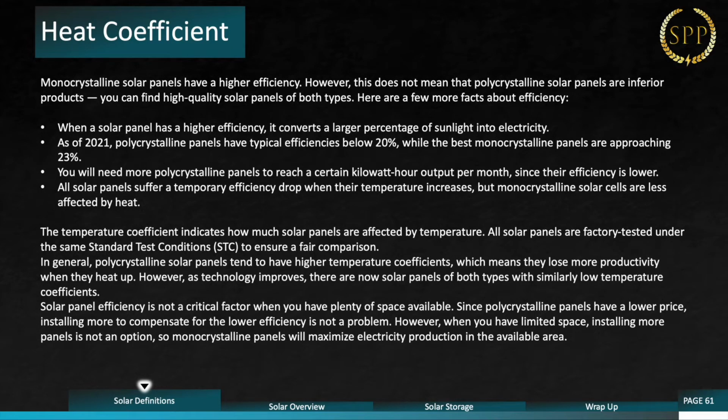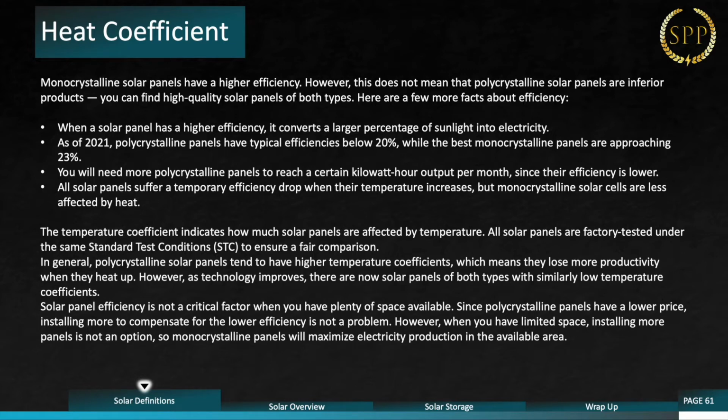So, heat coefficient is something that's very important. When it comes to overall efficiency, monocrystalline panels have a higher efficiency. However, it doesn't mean that polycrystalline panels are inferior products. You can find high-quality solar panels of both types. So here's a few facts about the efficiency overall.